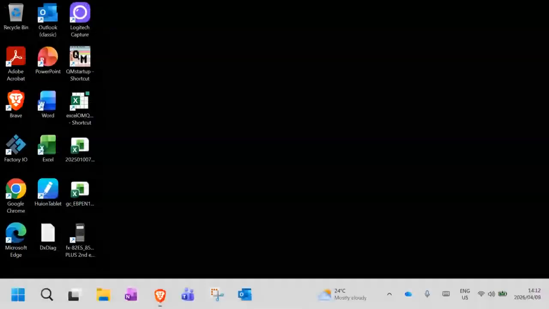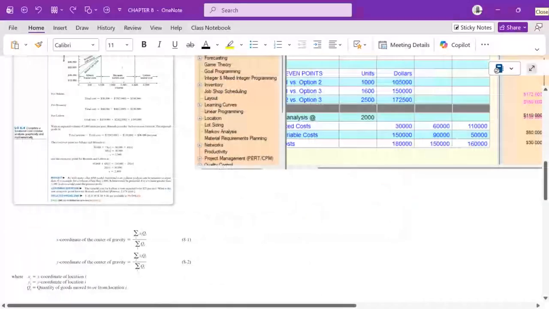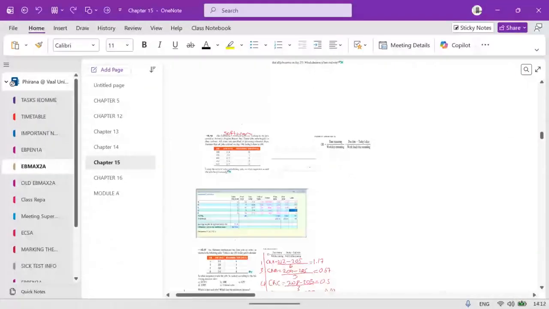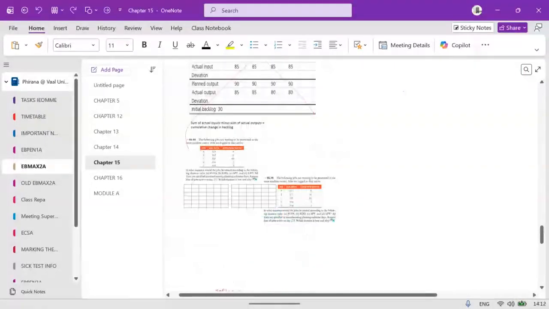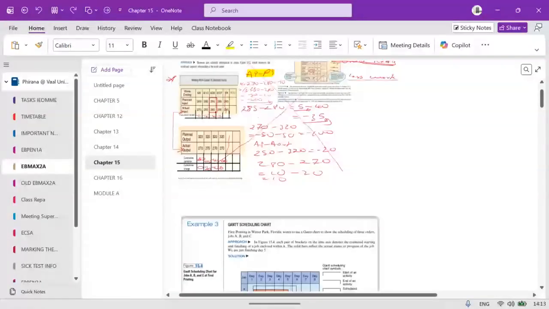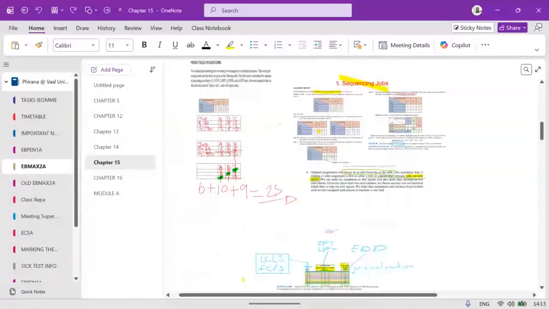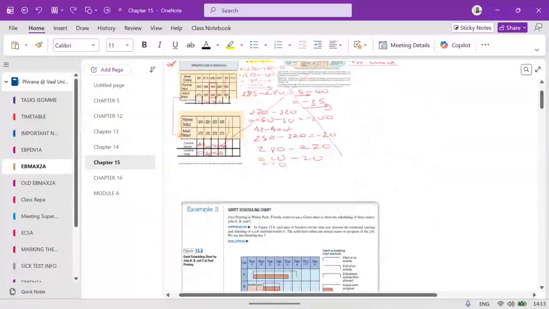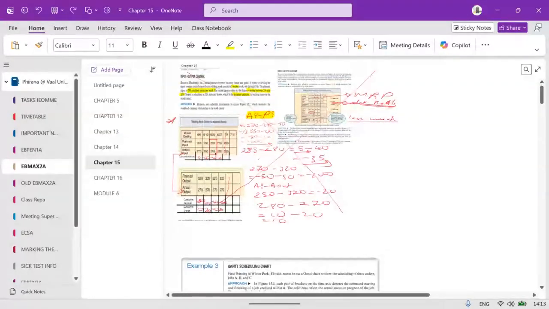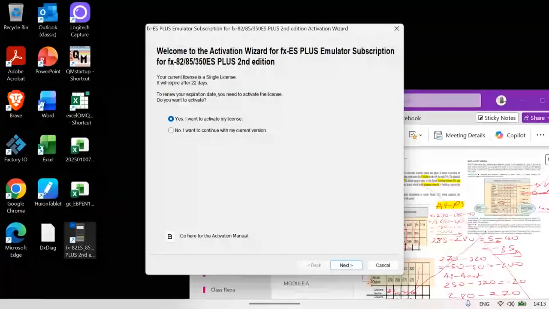Let's minimize, open this guy. Chapter 15. I would like to believe we didn't do any book examples. And yeah, there's this section here. It's out of the context. I no longer teach it, because my calculator is expiring.